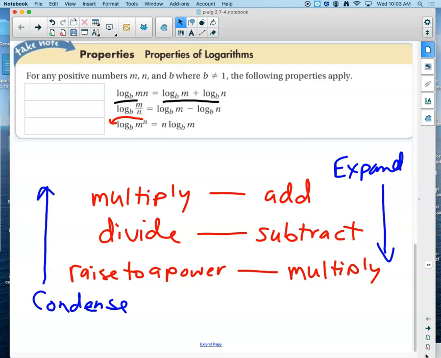Now, if left to right is expand, well, then eventually we're going to have to condense. So they're going to give us the right side of these, and we have to work it back to the left side. So condensing and getting a single logarithm are exactly the same thing. We only want this really basic one logarithm statement when we condense.